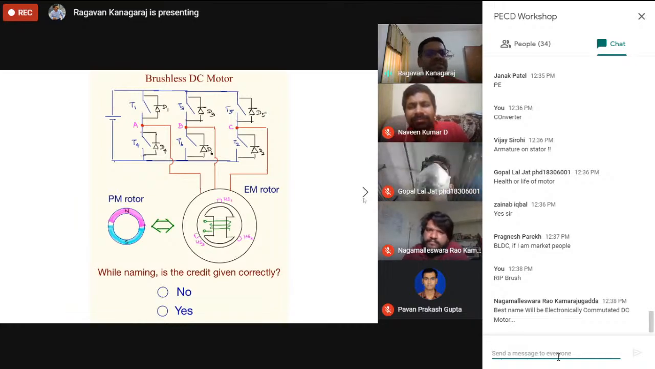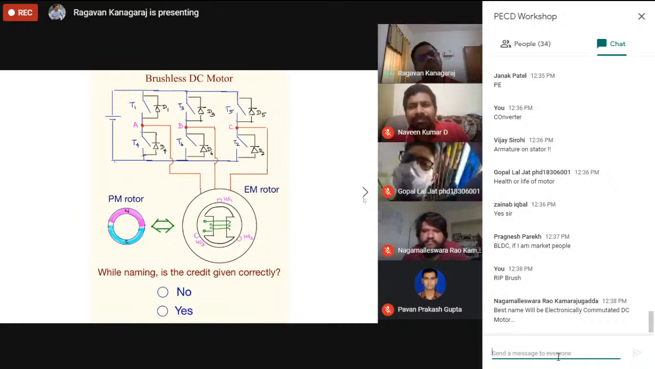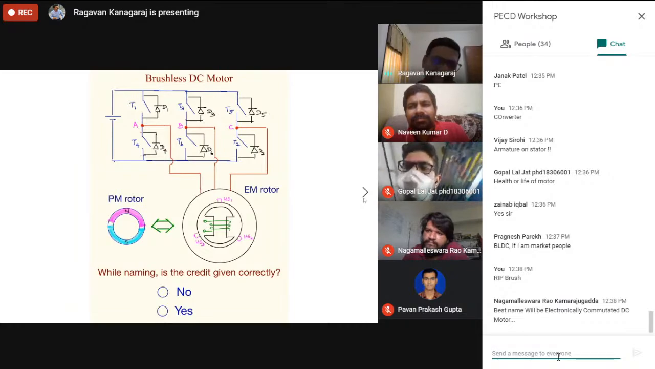There is something which is great sitting here in front of us, and we simply dismiss it as if it's taken for granted. That great thing is the power electronic converter. If there is no transistor, if there is no semiconductor device, this brushless DC motor is impossible. Commutation is not possible. We will have to continue with mechanical commutator. But if permanent magnet is not there in the world, then still electronic commutation is possible.